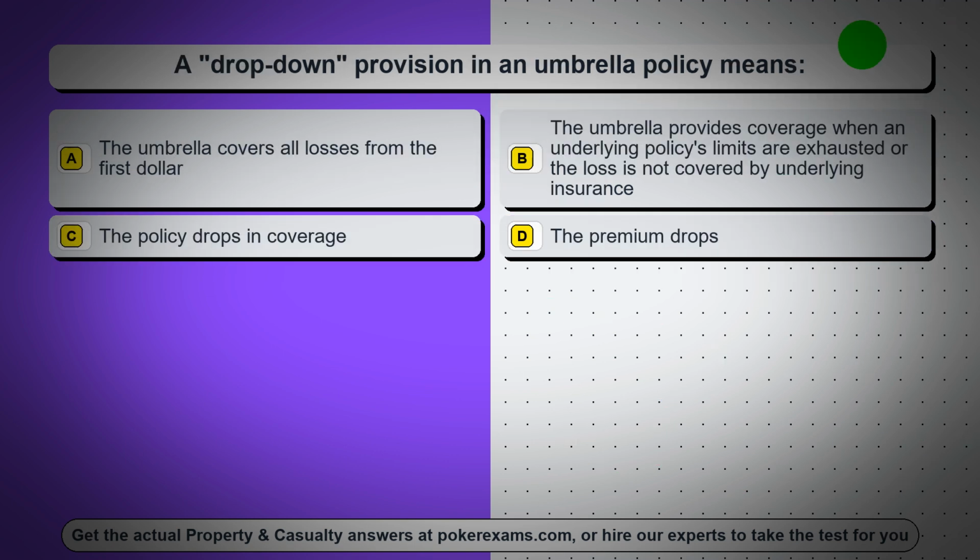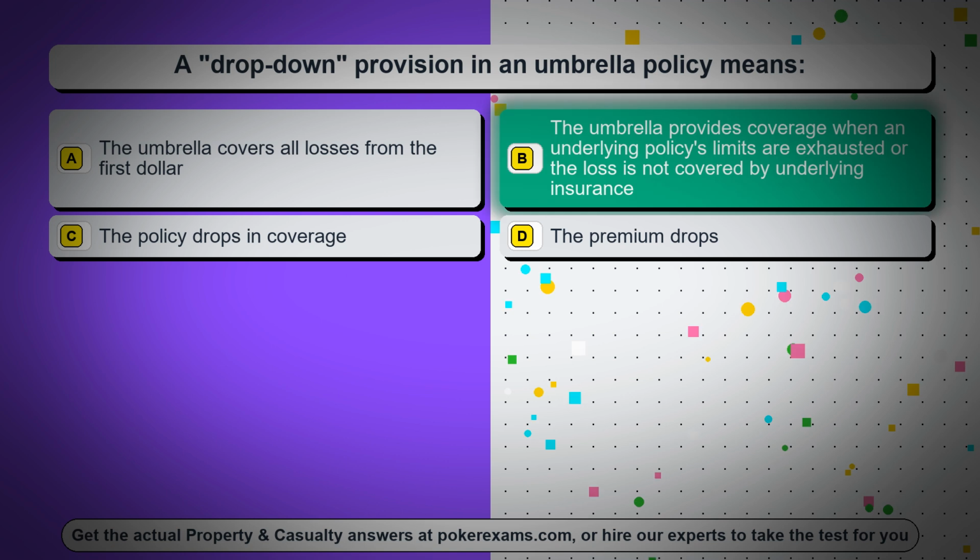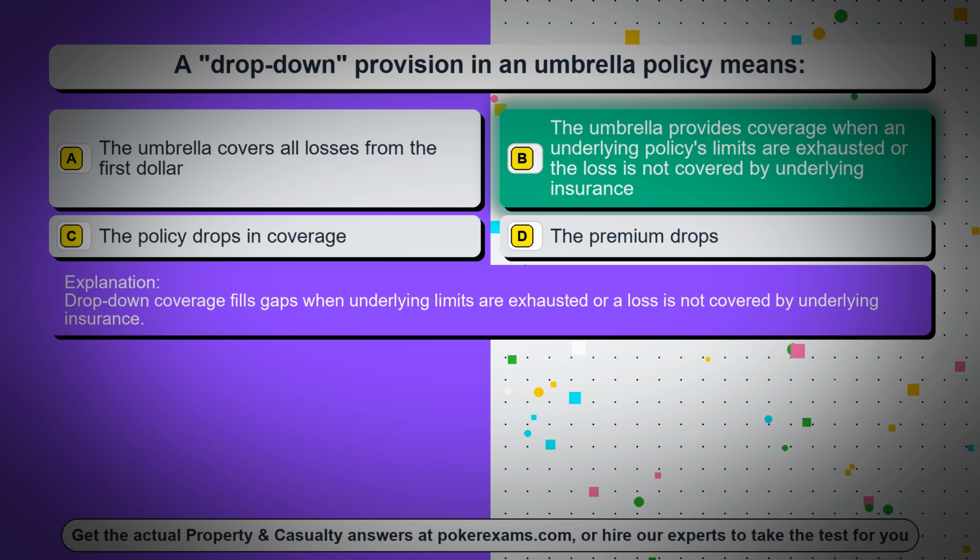Question 18. A drop-down provision in an umbrella policy means: Option A, the umbrella covers all losses from the first dollar. Option B, the umbrella provides coverage when an underlying policy's limits are exhausted or the loss is not covered by underlying insurance. Option C, the policy drops in coverage. Option D, the premium drops. The correct answer is option B, the umbrella provides coverage when an underlying policy's limits are exhausted or the loss is not covered by underlying insurance. Drop-down coverage fills gaps when underlying limits are exhausted or a loss is not covered by underlying insurance.